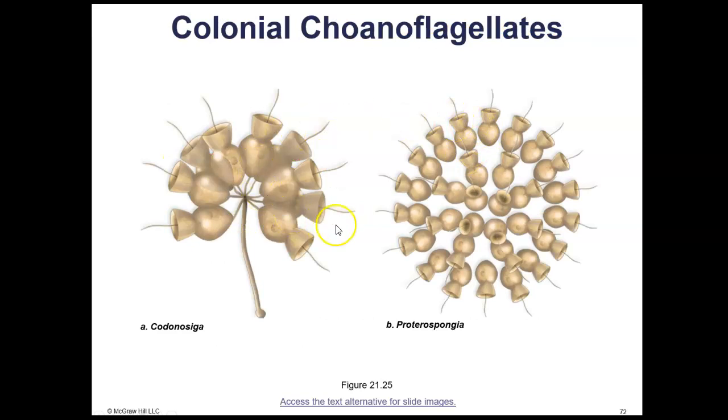But this is what colonial choanoflagellates look like. They have like a flagellum here, and they live in colonies, and the flagellum helps move the water over this opening, and that brings food particles because they are heterotrophs.